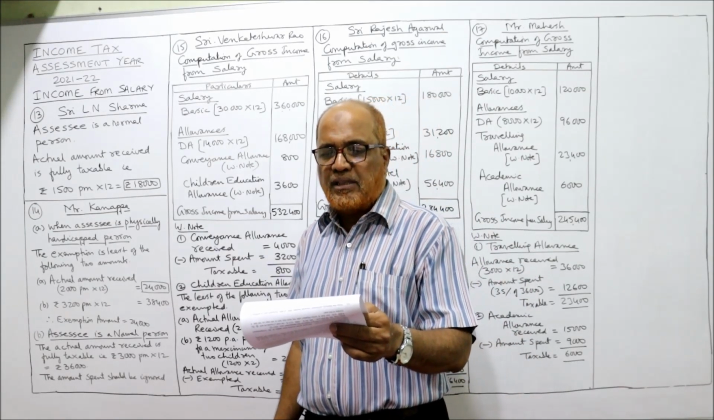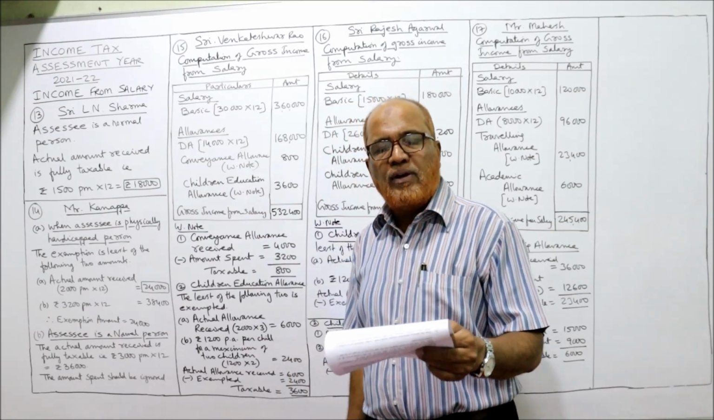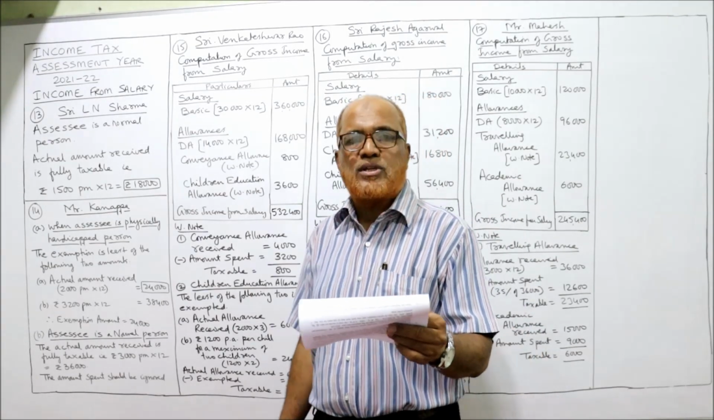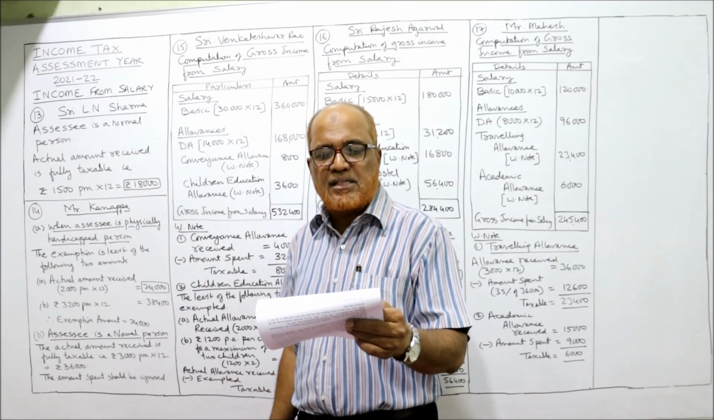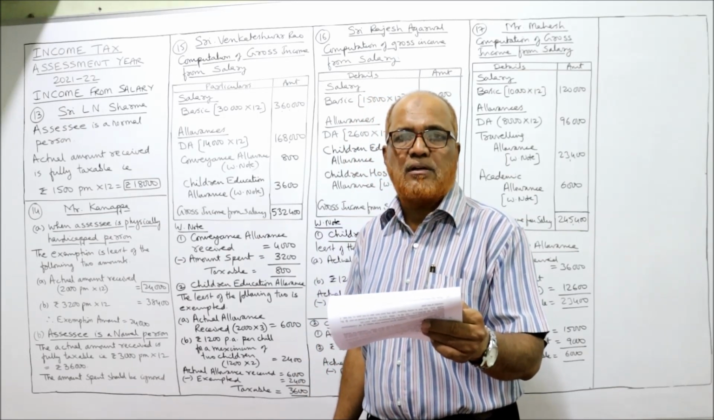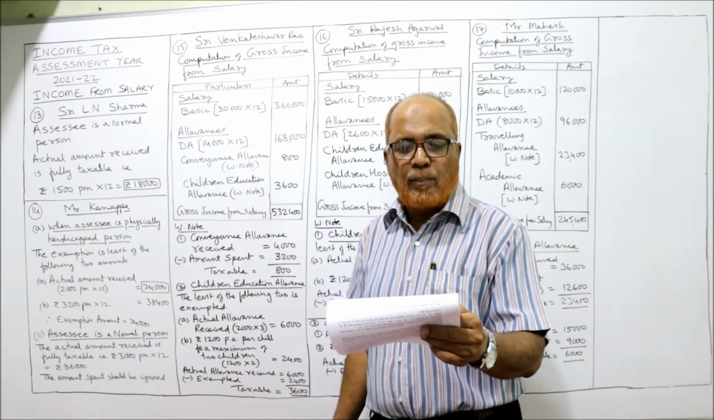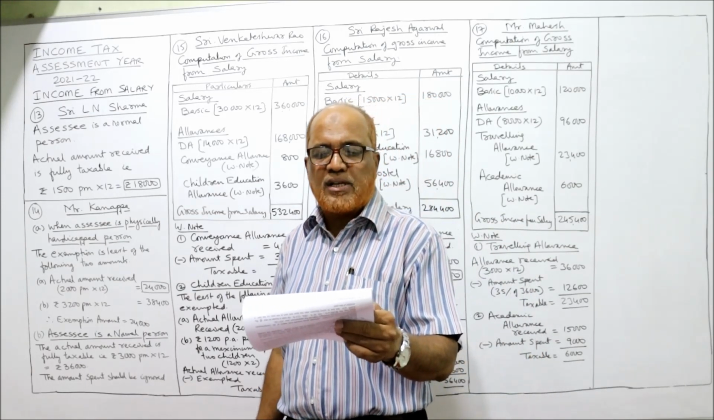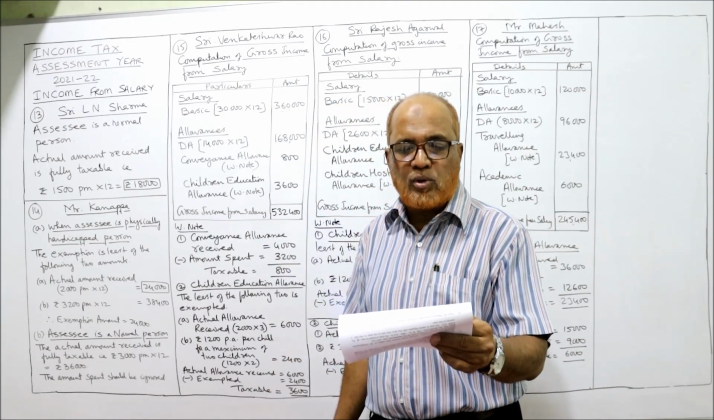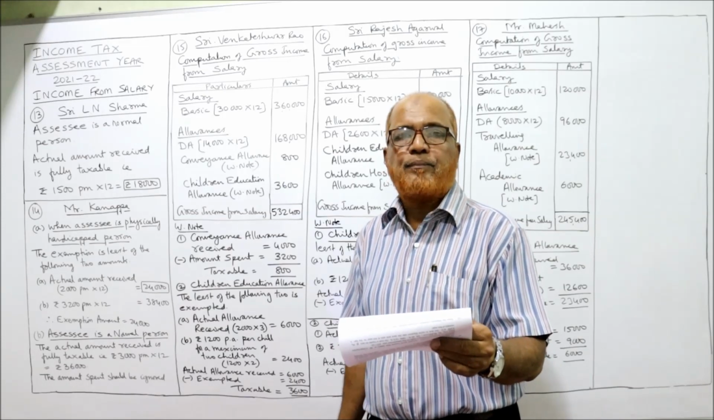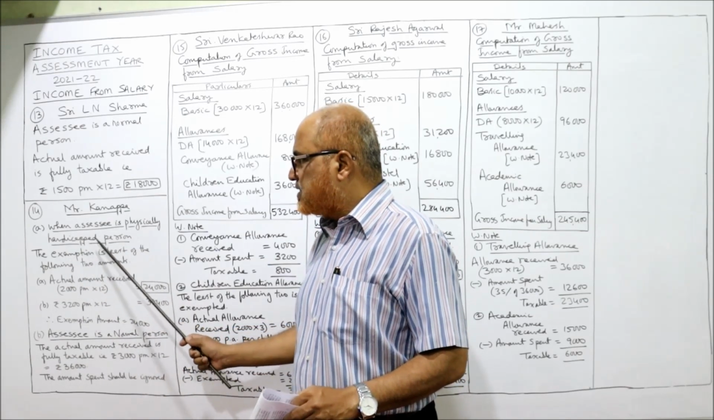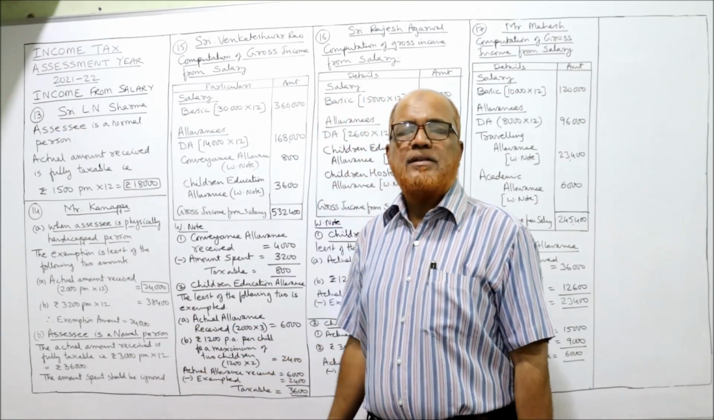Next, 14th. Calculate the taxable portion of Mr. Kannappa's transport allowance in the following two situations. Again, we have to find out the taxable transport allowance. Two different situations are given. First, the assessee is a physically handicapped person. Second, the assessee is a normal person. The basic pay is 7,500 per month, bonus 5,000 per annum, transport allowance 3,000 per month, actual amount spent is 1,000 per month.